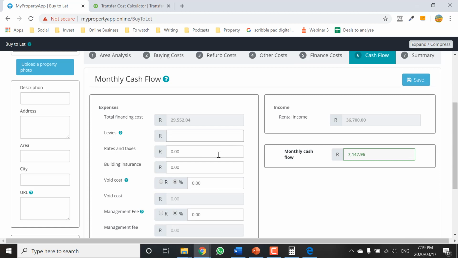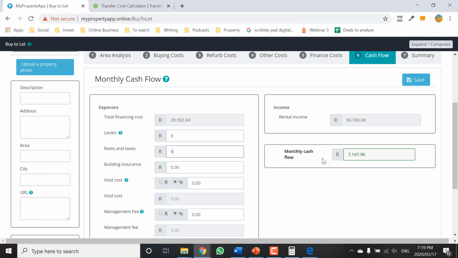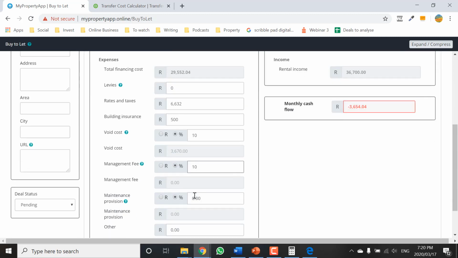Okay, levies. What are the levies on a monthly basis? I think it was the rates and taxes about 6,600 or something. 6,632. Insurance, let's put in your 500. Void cost, I'm going to work on 16%. No. Actually, if it's a multi-let, I'm going to work on 10% because they're not students, so they tend to stay for a bit longer. Let's say 10%, I'm going to say 8% management, and another 10% for maintenance.